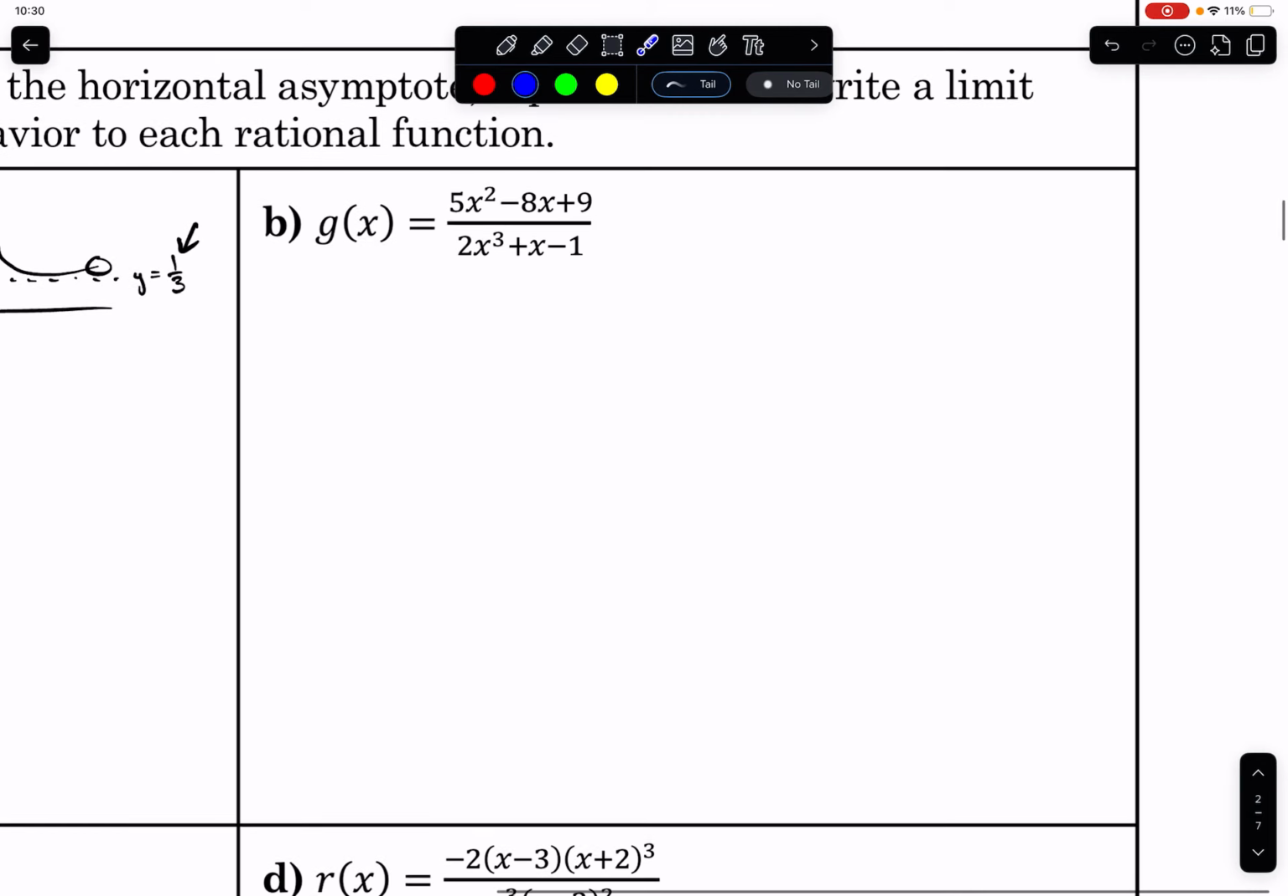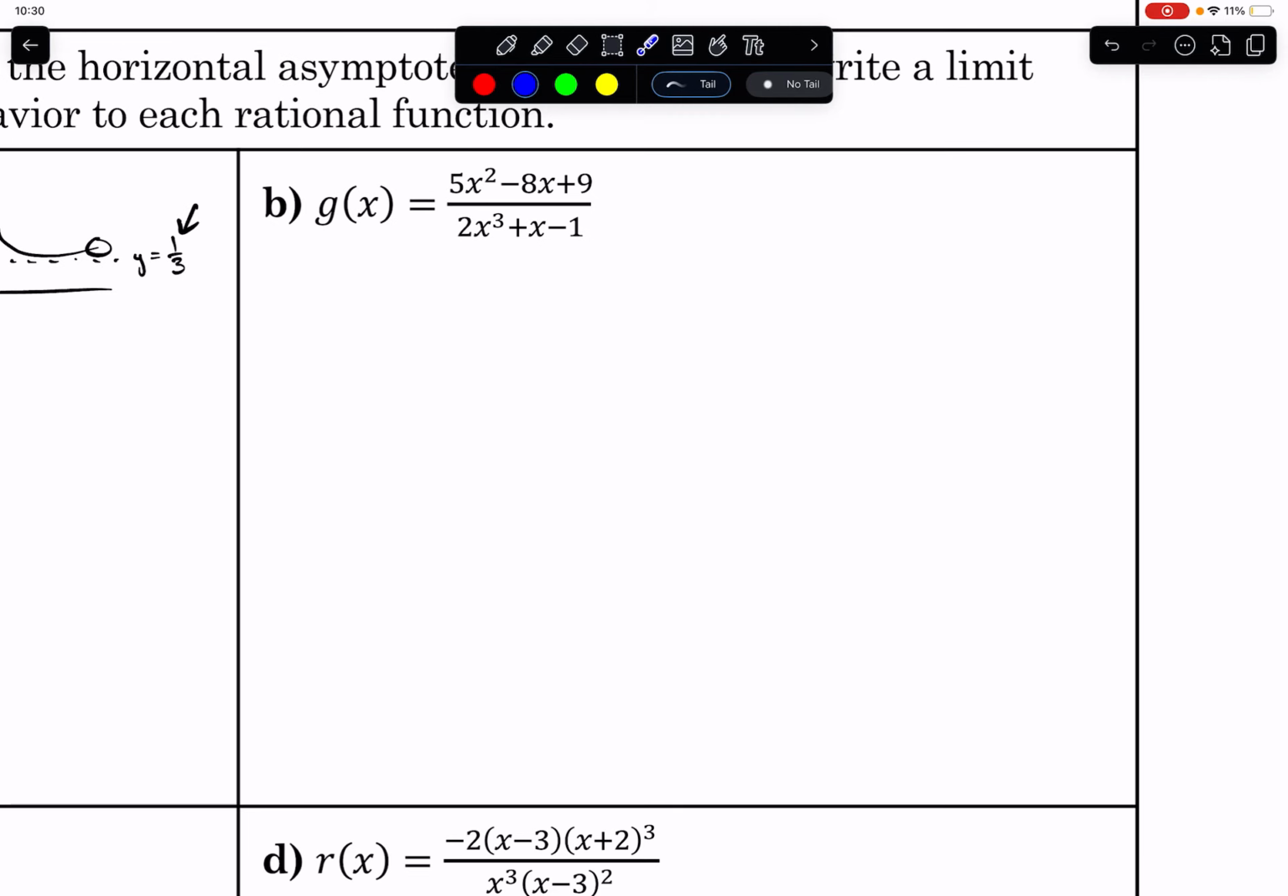Taking example B here, 1b. Notice again that the leading terms are already set up for us. They're already in the front. And the exponent in the numerator, 2, is smaller than the exponent in the denominator, 3. So the horizontal asymptote, this is case 2, is going to equal 0. So that's your horizontal asymptote.